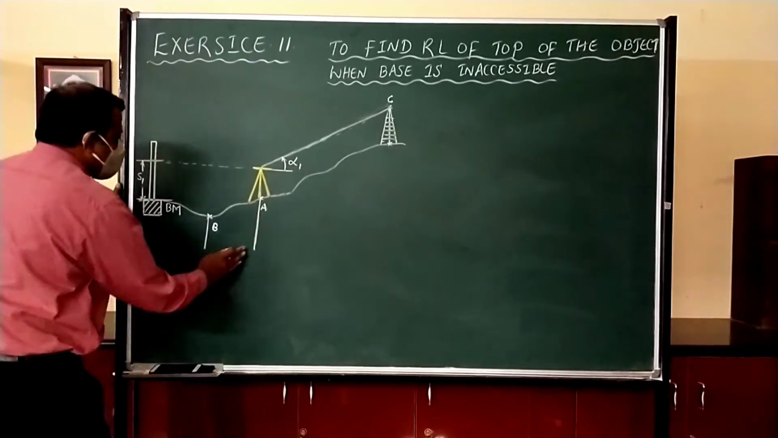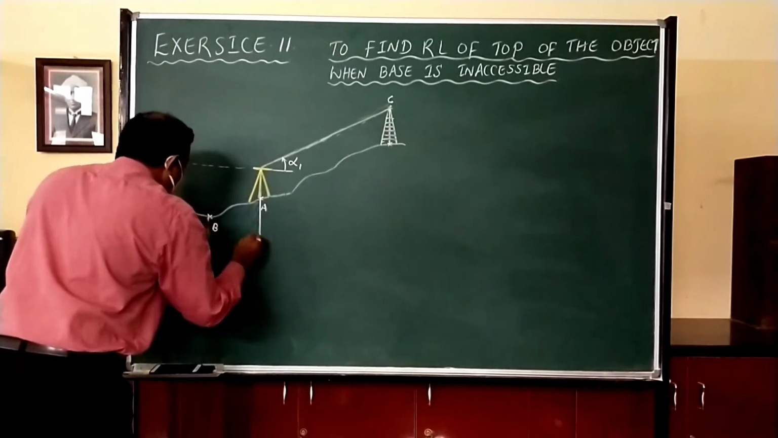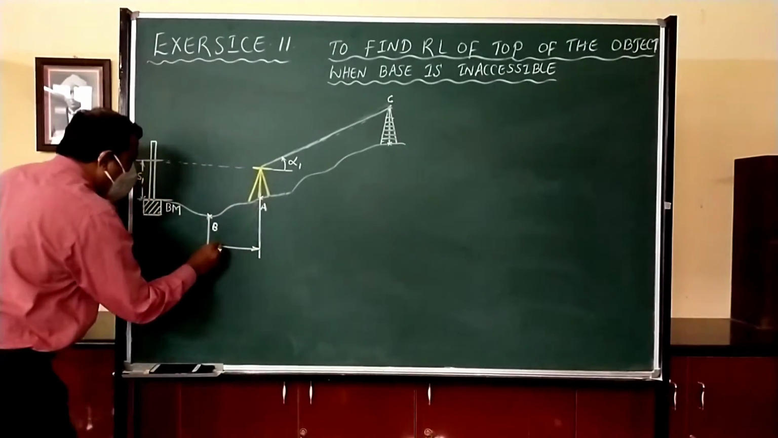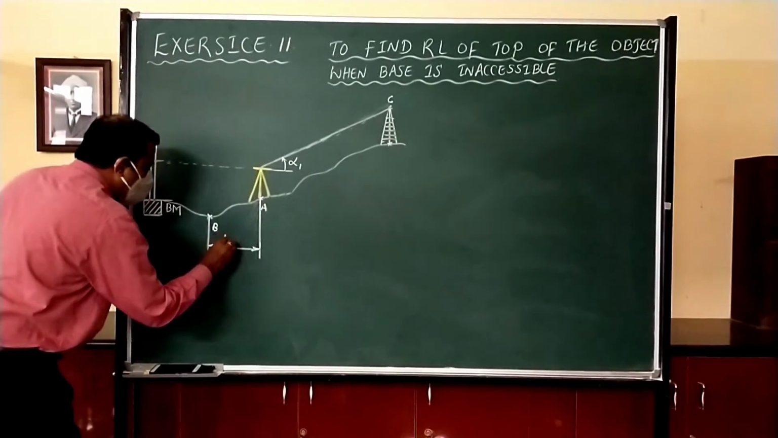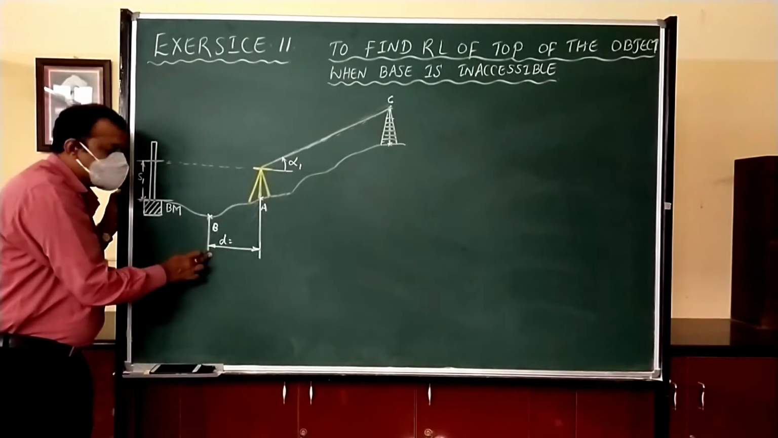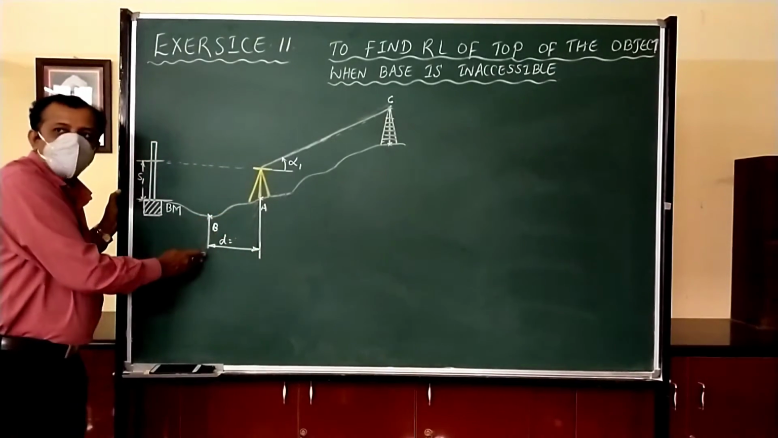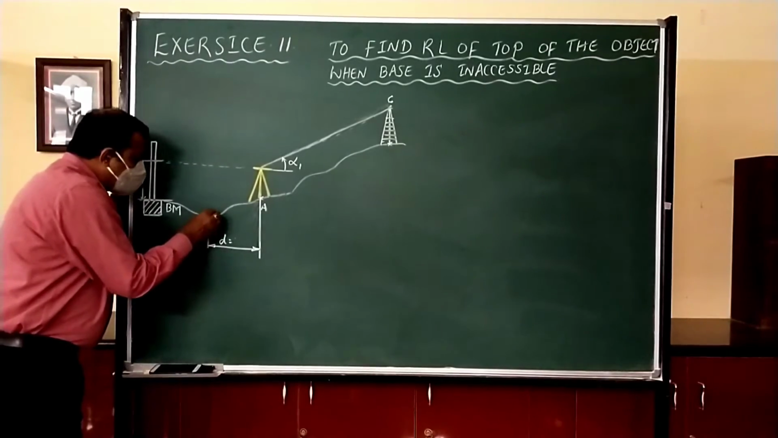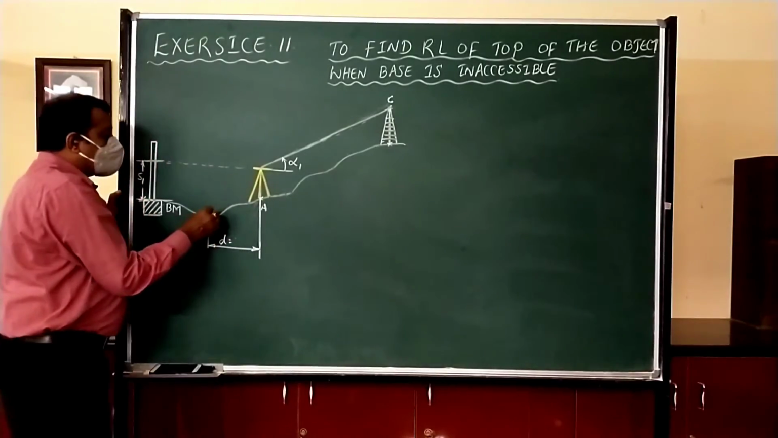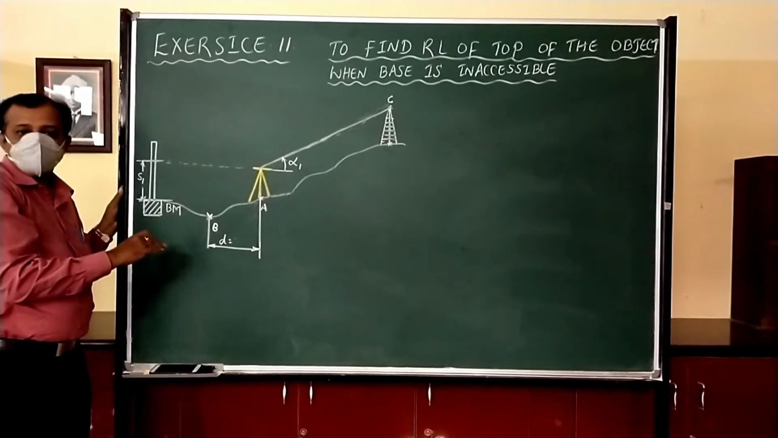Let the convenient distance between A and B be D. This distance D may be 10 meters, 15 meters or 20 meters. Measure this distance D, depending on the field conditions. After selecting station point B, you should note that station A, station B and station C should all be in the same line.